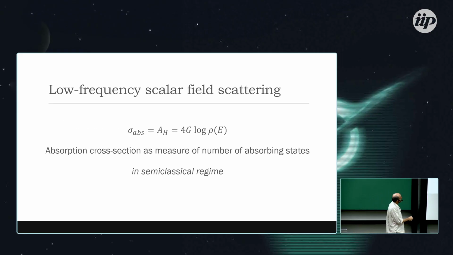So one thing that you may have noticed here, the absorption cross-section is equal to the area. Of course, we know that the area measures the entropy, so you could say that the absorption cross-section is kind of a proxy for measuring the number of states that your system has, because this absorption cross-section is measuring the number of absorbing states that your system has. So we have this result that semiclassical physics tells us holds, so we could say that if we measure the absorption cross-section, we're measuring the density of states of the black hole as well.